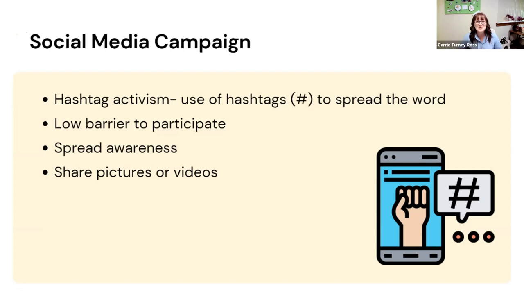And now we'll talk about social media campaigns. Some of the benefits: social media campaigns are often called hashtag activism. People try to combine words that don't always work, but hashtag activism is using a hashtag to spread the word. You might call it a pound sign, you might call it a number sign. The kids nowadays call it hashtag.